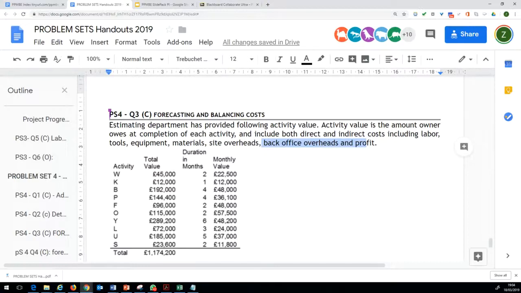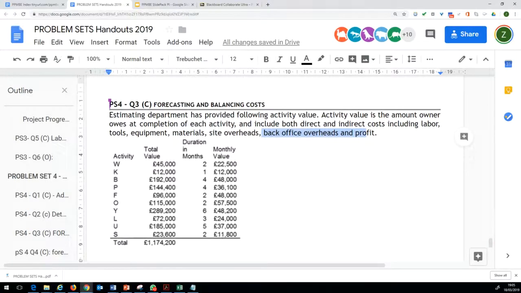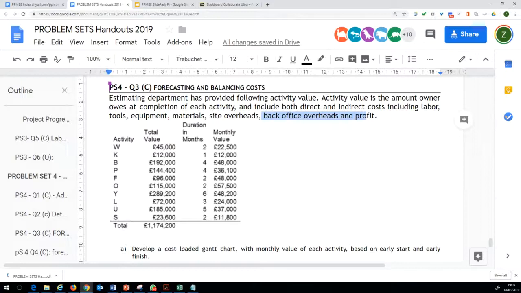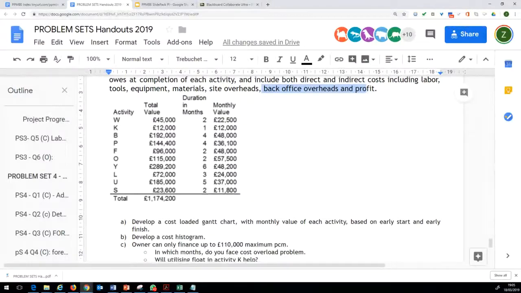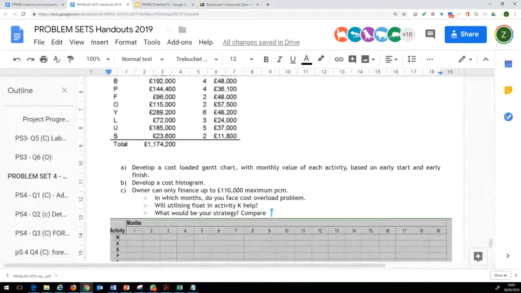So you can see the total value, the duration of each activity, which is essentially taken from the network diagram presented above, and the monthly breakdown. And this is telling us that the total budget for this job is 1,174,000 pounds approximately.